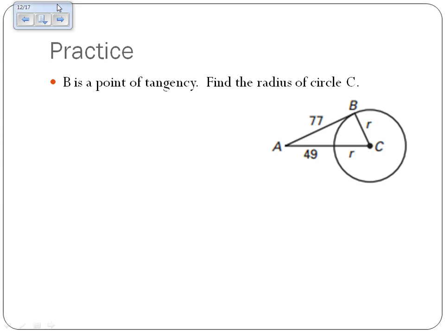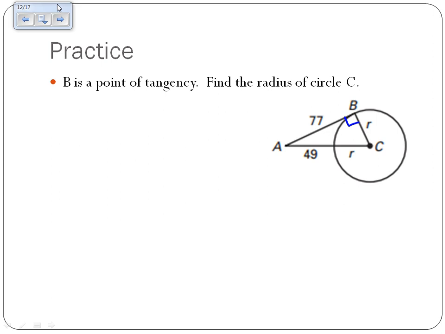This one says that B is a point of tangency. So here it's telling you already, look, B is a tangent, okay? So what does that mean we have at angle B? A right angle. This time we know it. We know it's a right angle. And it asks us to find the radius of circle C.